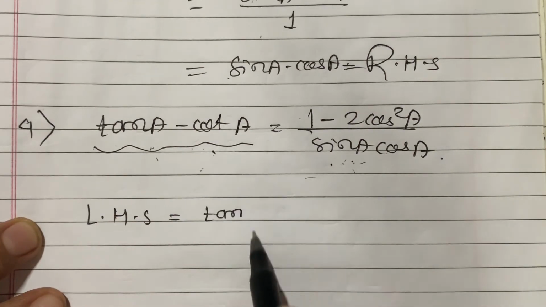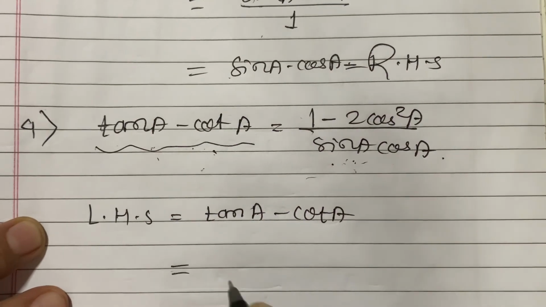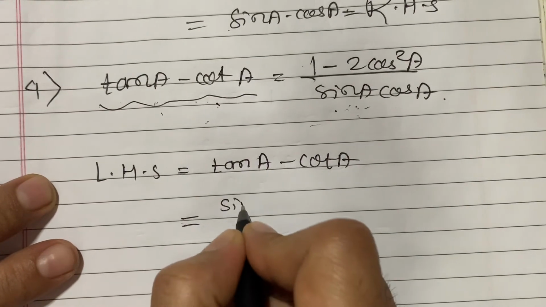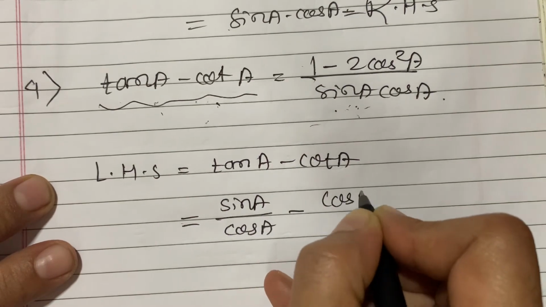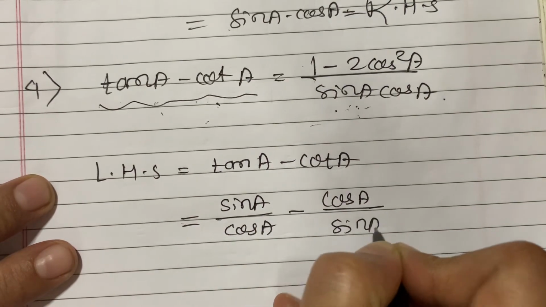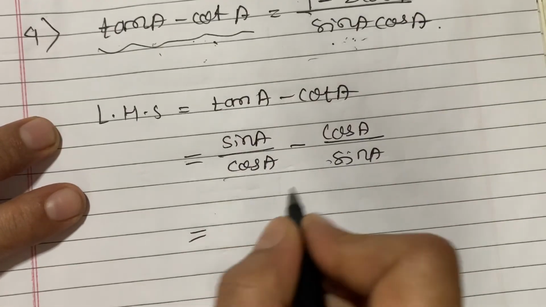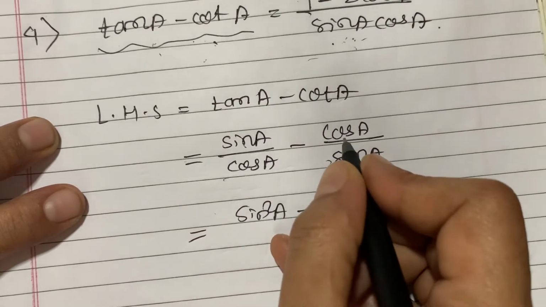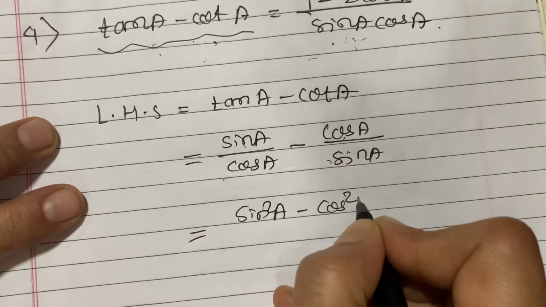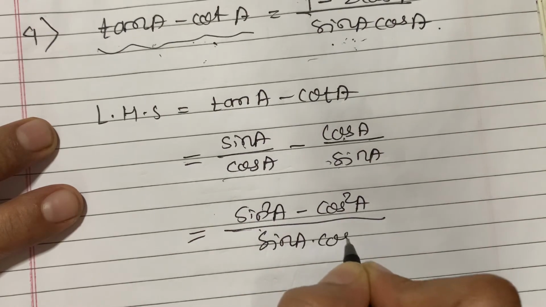It is tan A minus cot A. So what is tan A? Sin A upon cos A, minus cot A, which is cos A upon sin A. Again you have to take the LCM. The LCM is sin A into cos A. So it will become sin square A minus cos square A upon sin A into cos A.